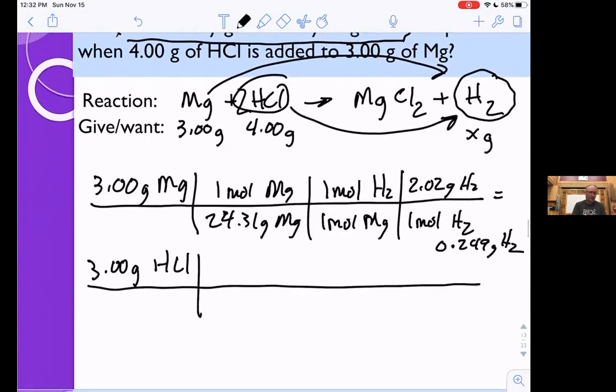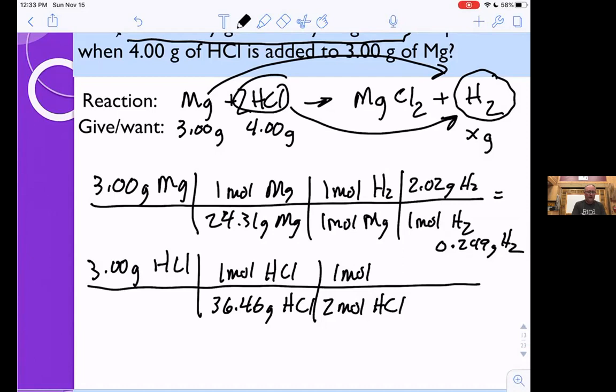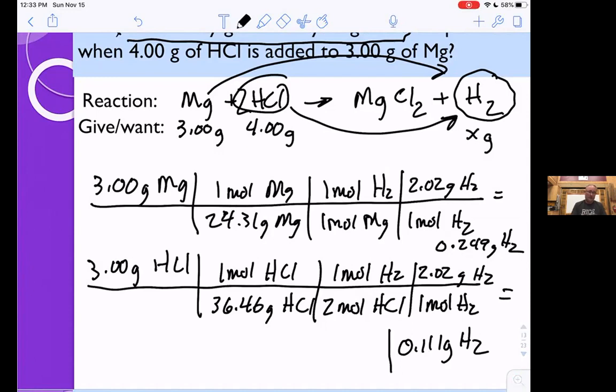Now I'm going to take my HCl. My hydrochloric acid molar mass is 36.46 grams of HCl per 1 mole. I have a 2 mole of HCl to 1 mole of hydrogen mole ratio. And then once again, my molar mass, kind of convenient that they work out this way, but I'm looking for the grams of hydrogen, so I'll use the same molar mass I already used, which is easy. In this case, I get 0.111 grams of hydrogen. Which of those two is less? That is how much I'm going to make.